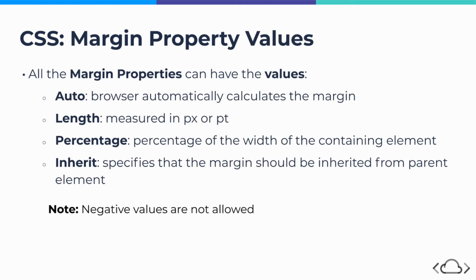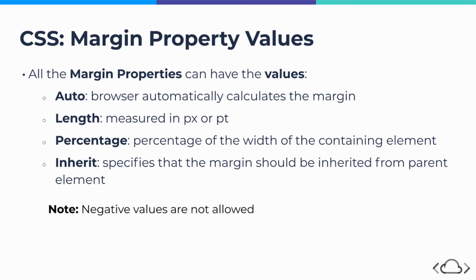Each of the margin properties can have these values: auto, which the browser automatically and reflexively calculates the size of the margin depending on the size of the browser window; length, which you can tell the browser to define a fixed size of your margin in pixels or points; percentages, which takes the percentage of the width of the containing element; and inherit, which specifies that the margin should inherit from a parent element.